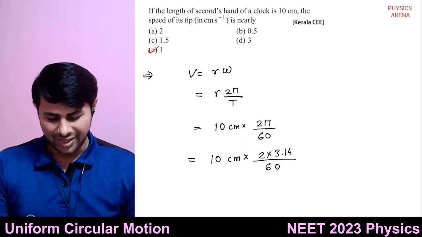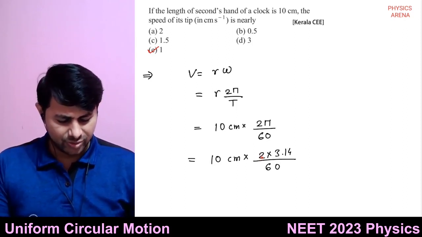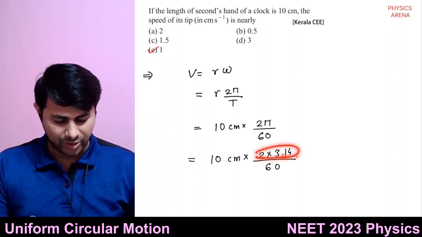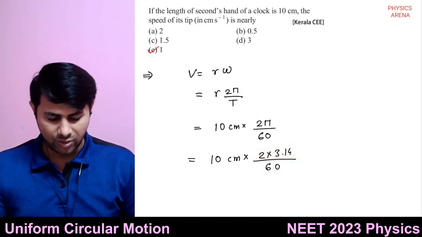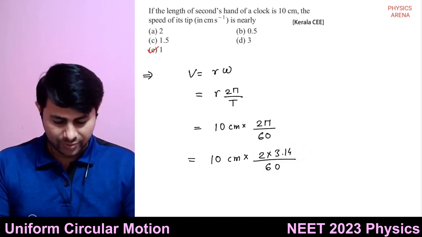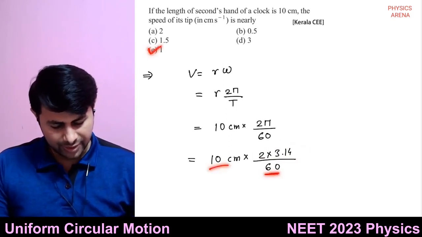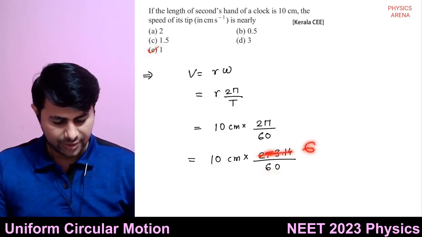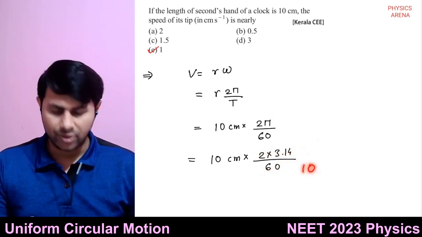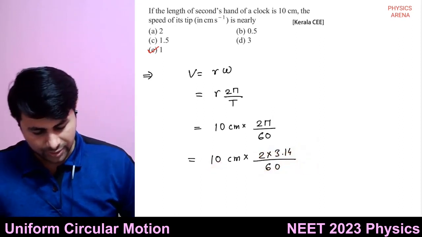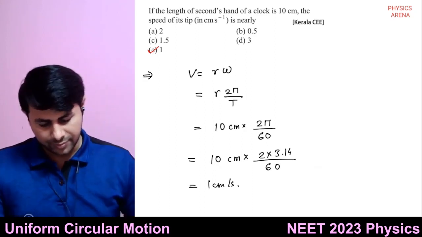Calculation, okay. And calculation also, this is 2 multiplied by 3.14. Okay, this is close to 6. And options are distinct. Okay, they are well separated. So this will be the answer. 10 divided by 10. This is 6. Okay, 10 6 are 60. So in denominator we have 60, numerator we have 60. So 1 centimeters per second is the answer.